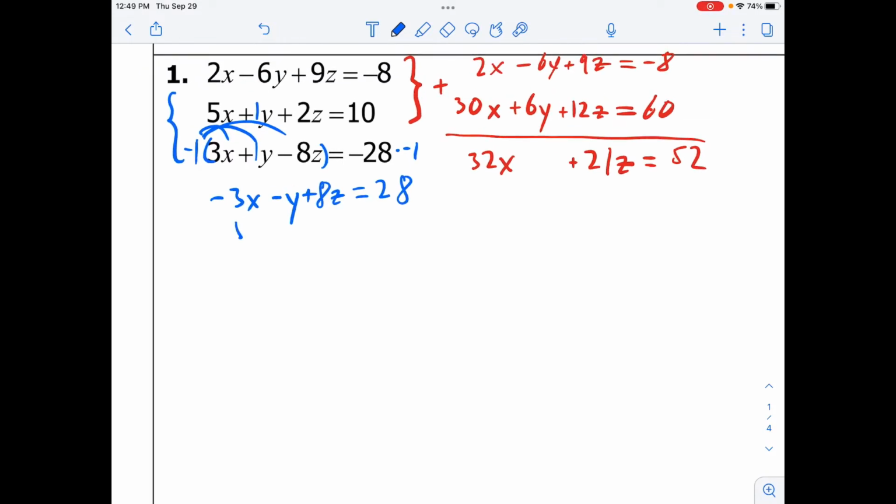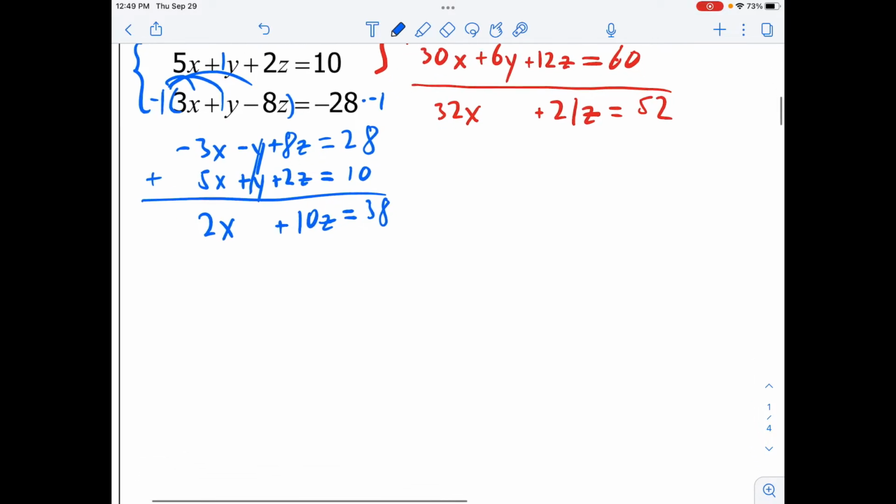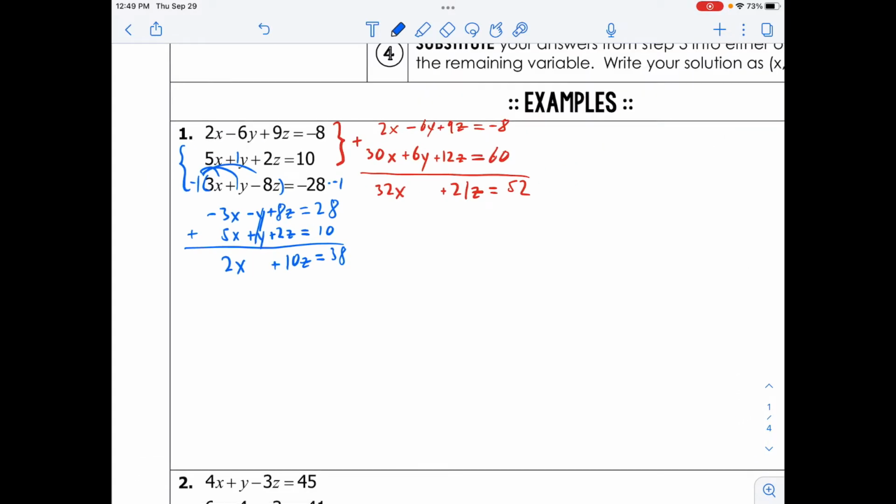And then I've still got this equation right here, okay? So let me move that down here. 5x plus y plus 2z equals 10, okay? Add these two together, okay? You get 2x, the y's cancel, plus 10z equals 38, okay? Boom.